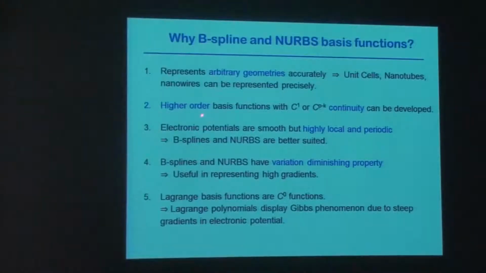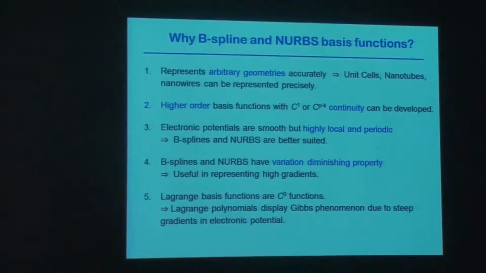Another thing is that we can construct higher order basis functions with C1, or in general, C^(p-k) continuity. p is the order of the polynomial and k is the derivative across. So it means that, simply using these NURBS or B-splines functions, we can use the Galerkin formulation and develop a higher order theory. Not only are the functions continuous, but the gradients are continuous. That is a very big advantage in terms of improving the accuracy of these calculations.